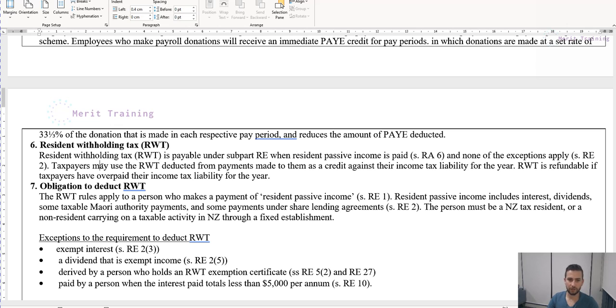And then the final withholding that we're going to be talking about is the obligation to deduct RWT. Similar point to the one above. So RWT applies to a person who makes a payment of resident passive income. Resident passive income includes interest, dividends, some taxable Maori payments, and some payments under share lending agreements. So the person must be a tax resident of New Zealand and/or a non-resident carrying on taxable activity in New Zealand through a fixed establishment.